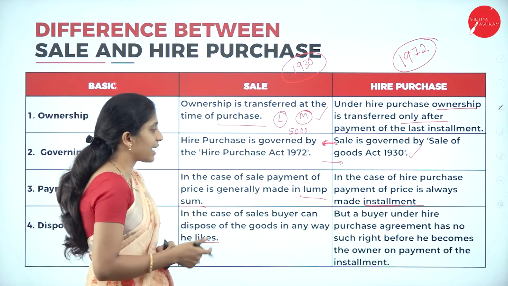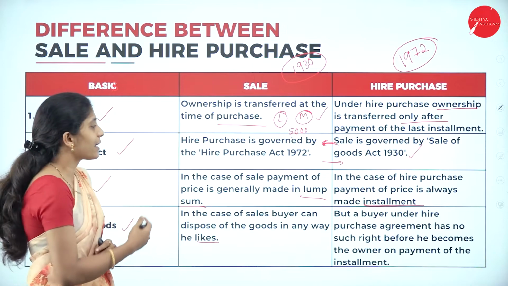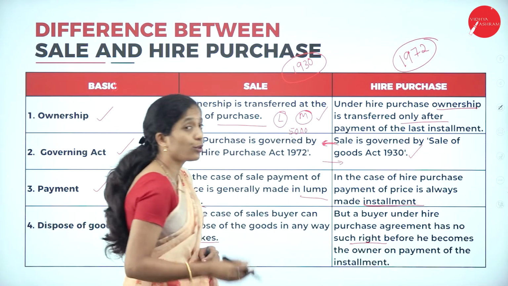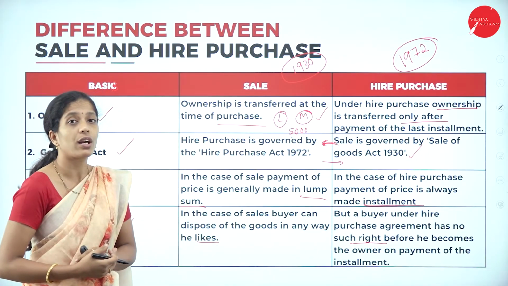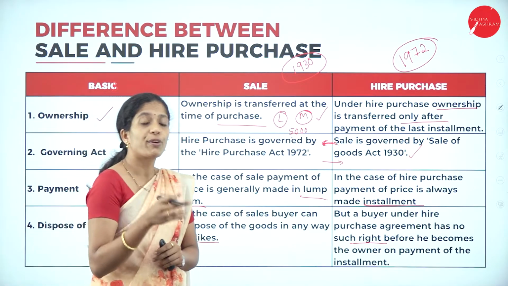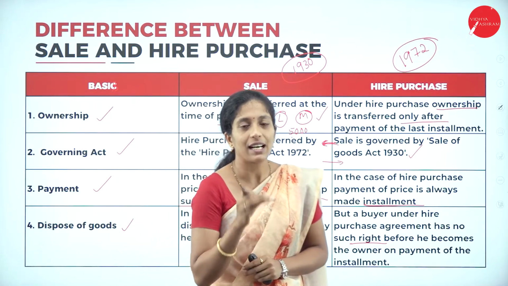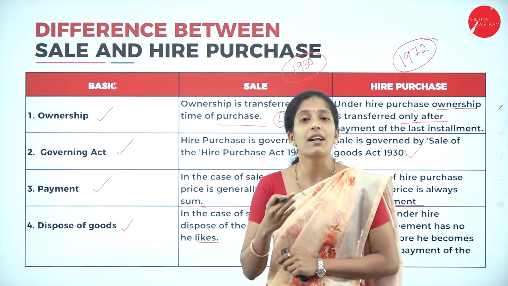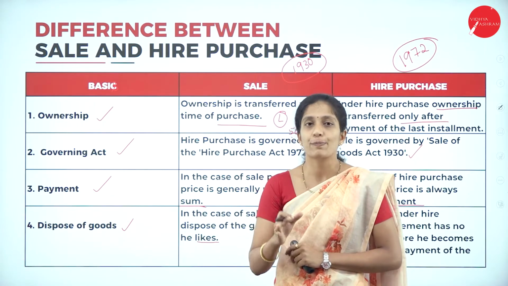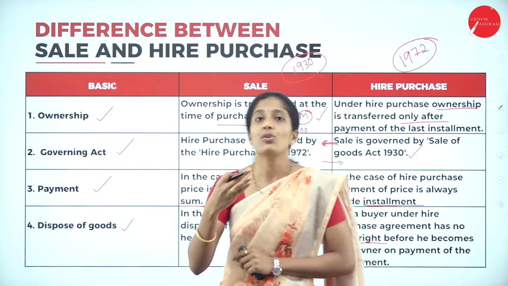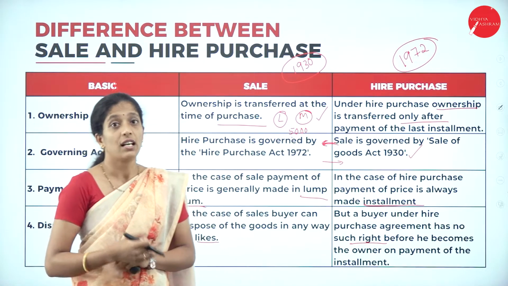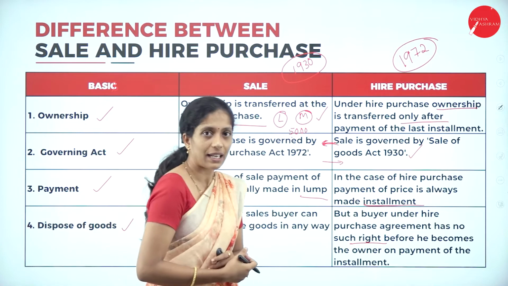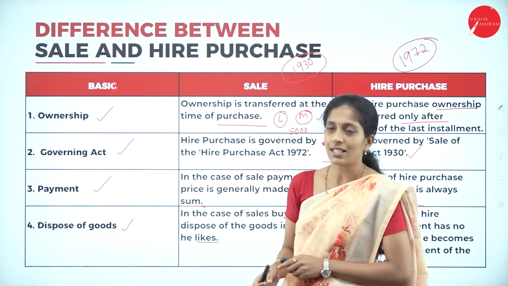Whereas in the hire purchase system, the buyer under a hire purchase agreement has no such right before he becomes the owner on payment of the last installment. Before becoming the owner of that particular asset or goods, he cannot do anything with it. He doesn't have the right to dispose of the goods. Whereas in sales, the goods can be used as per the wish of the purchaser, in hire purchase the goods cannot be used as per the wish of the hire purchaser until he makes the last installment.